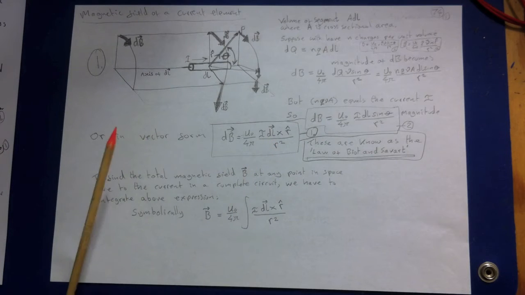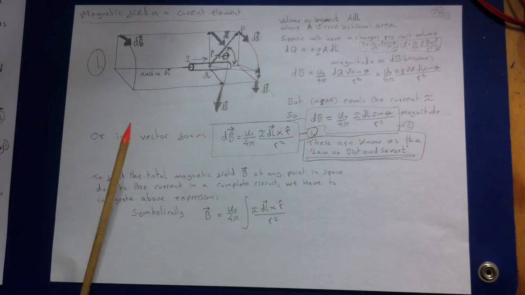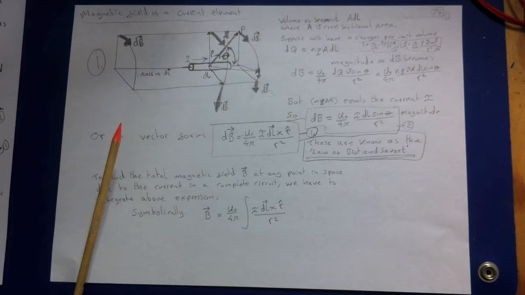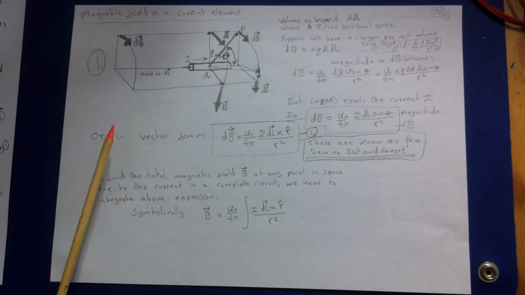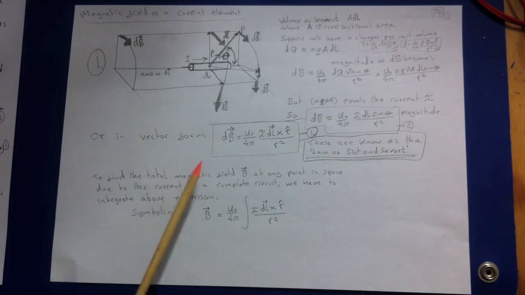To find the total magnetic field B at any point in space due to the current in a complete circuit, we have to integrate one of these expressions symbolically. So we have to do this basically. We will learn how to do this in specific cases in the next several sections.